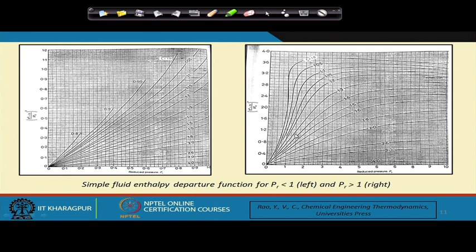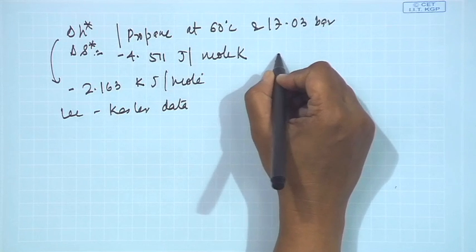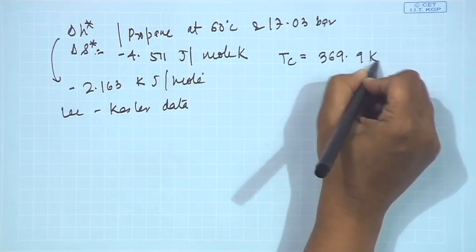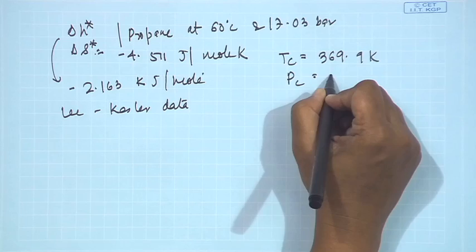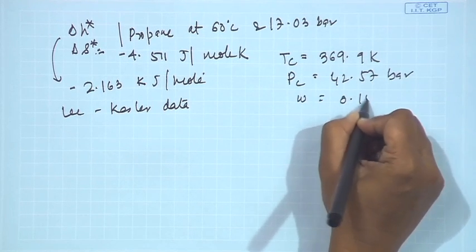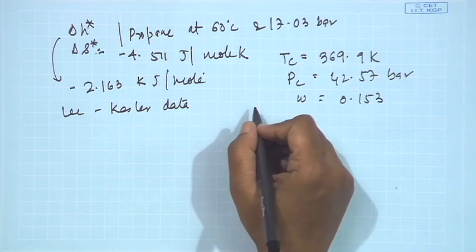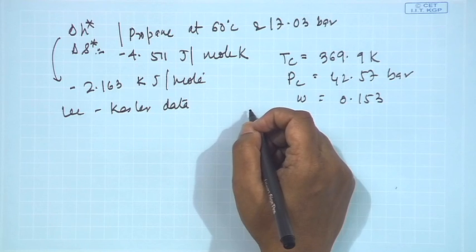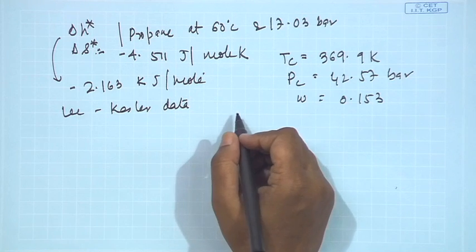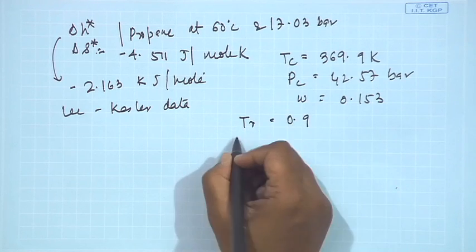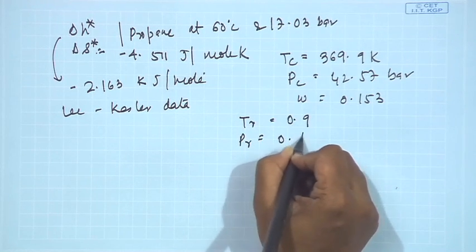Now here also you need to know the values of TC and PC. TC in this particular case for propane is 369.9 Kelvin, PC is equal to 42.57 bar, and omega is 0.153. Provided these are given, you are in a position to find out TR here. TR is 0.9, PR is equal to 0.4.